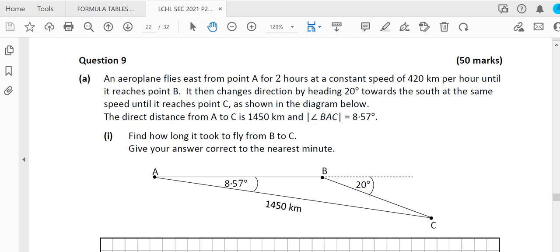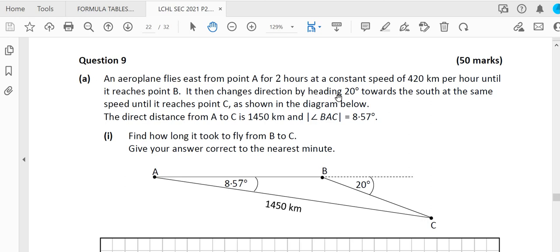An aeroplane flies east from point A for 2 hours at a constant speed of 240 kilometers per hour. So from A, it's flying at a constant speed until it reaches point B. So from A to B, the speed here is 450 kilometers per hour, and it takes him 2 hours.